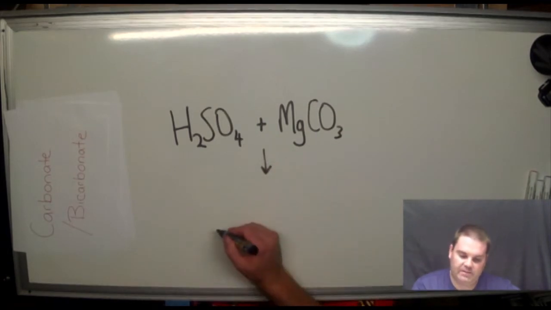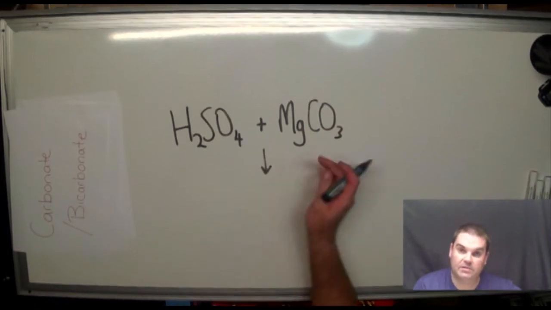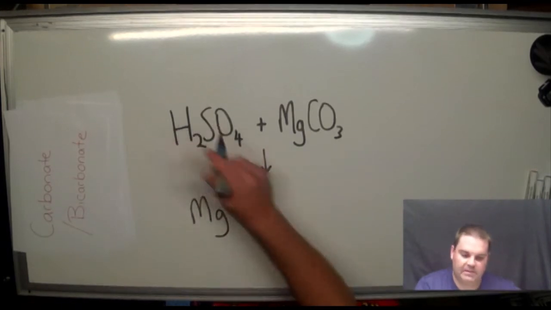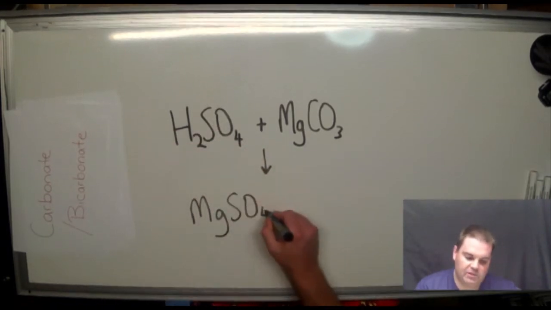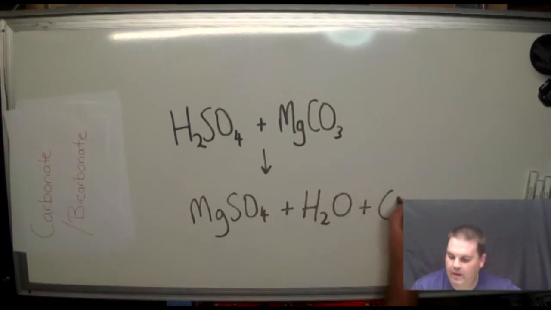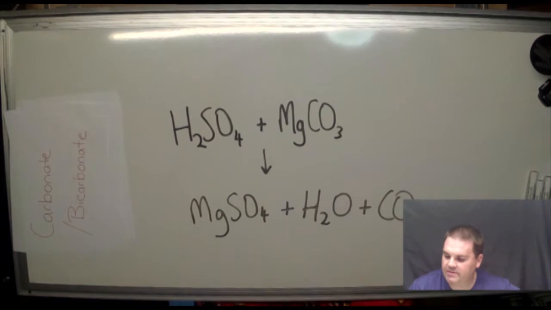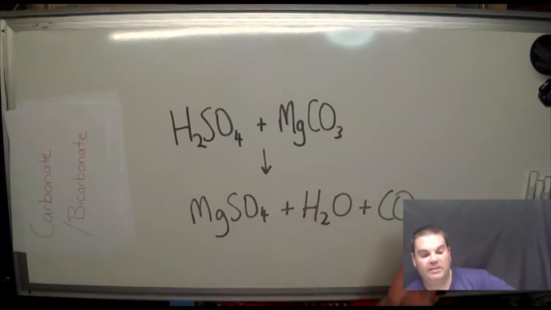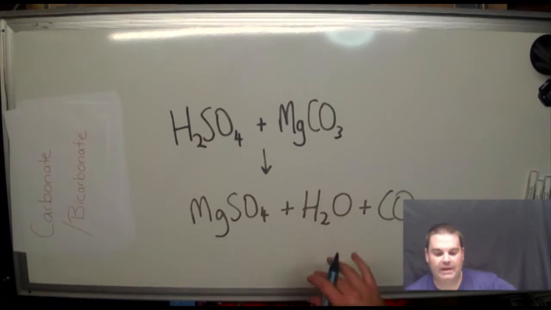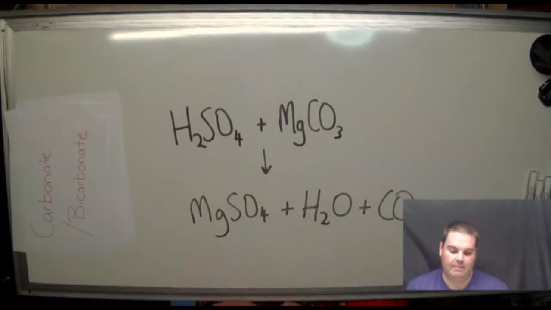We are going to get a salt, exactly the same way as before. The magnesium plus the anion part from the acid, so MgSO4. We're going to get water, and we're going to get carbon dioxide gas. That's already nicely balanced. We don't need to do anything else to it, but always check once you've written it out that you balance it up to make sure everything matches.